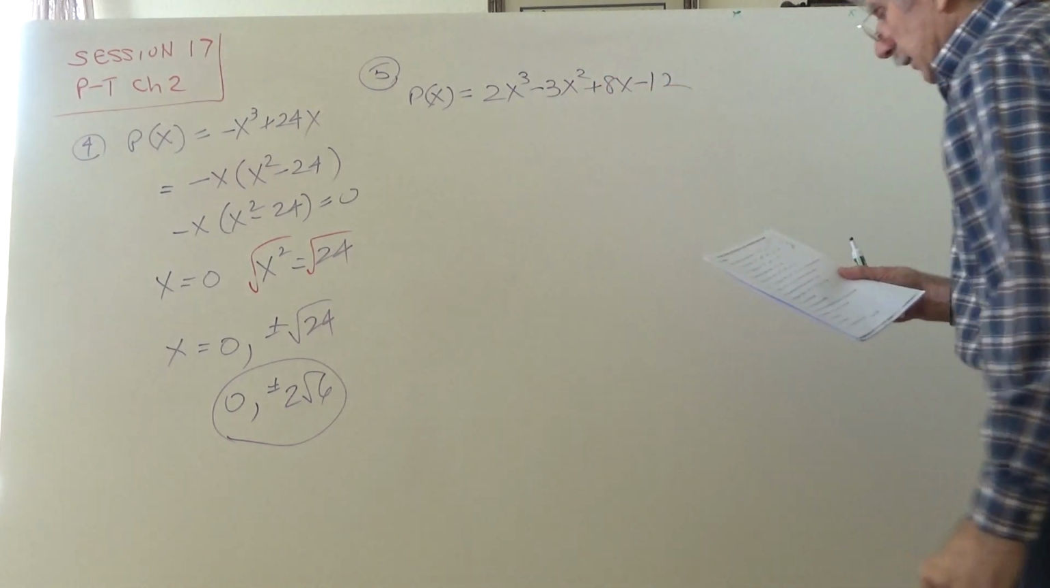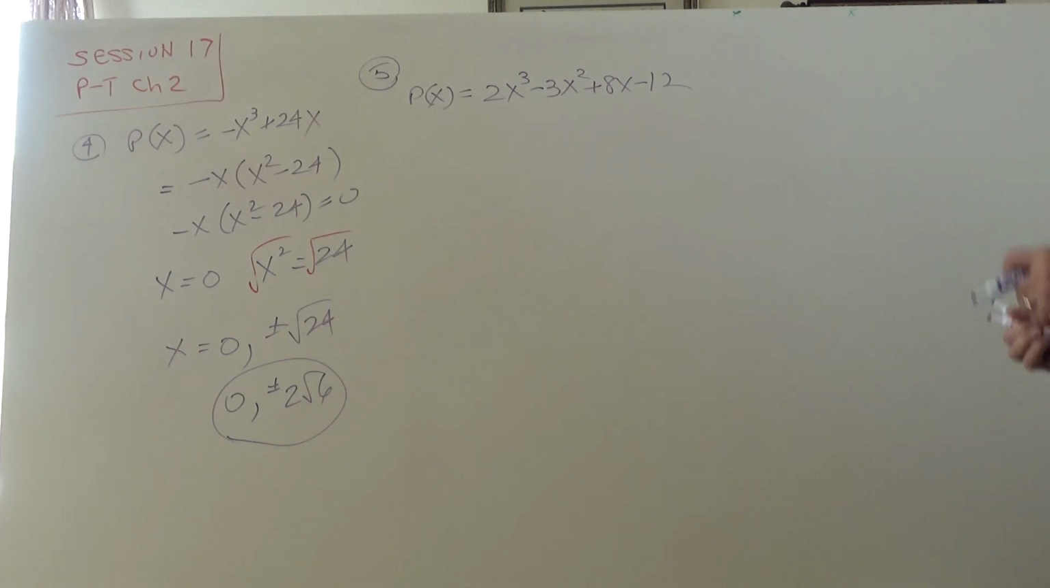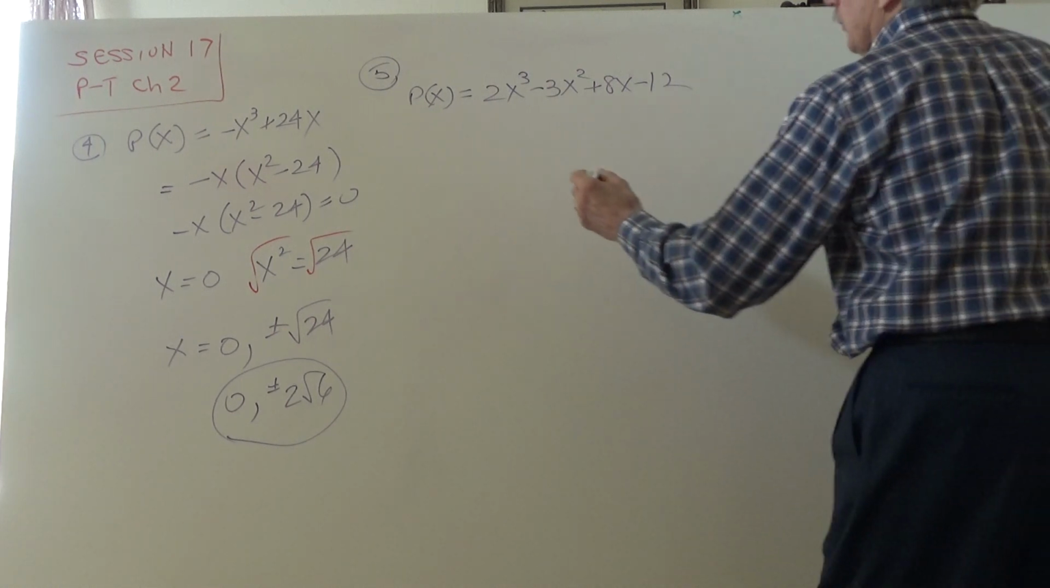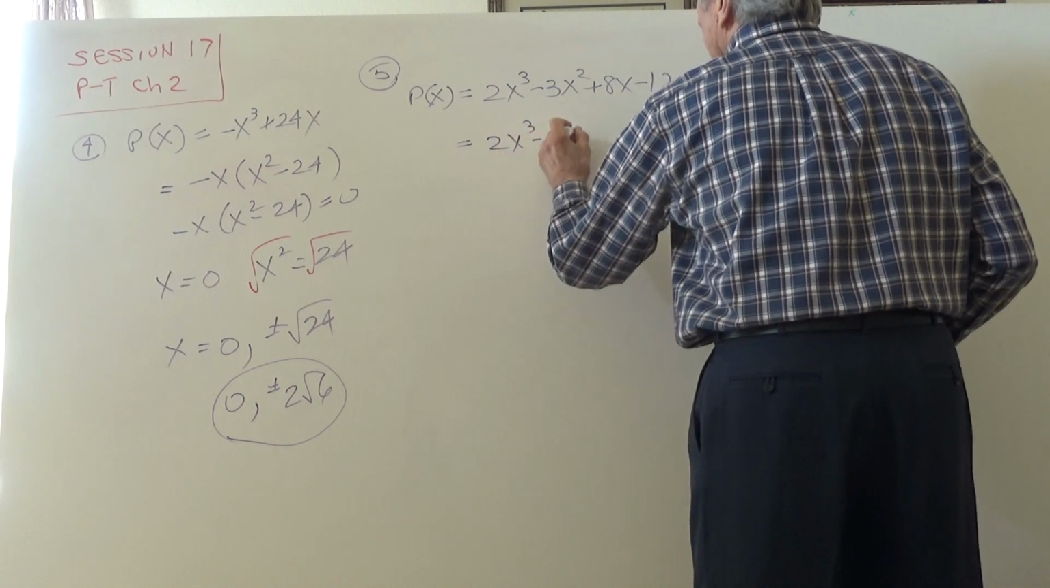Now the other ones we had, number 2 and 3, had about 5 terms. This one only has 4, and I'm thinking maybe we can factor this by grouping. So I'm going to give it a try, okay? I'm going to try grouping the first 2 and the last 2. 2x cubed minus 3x squared.